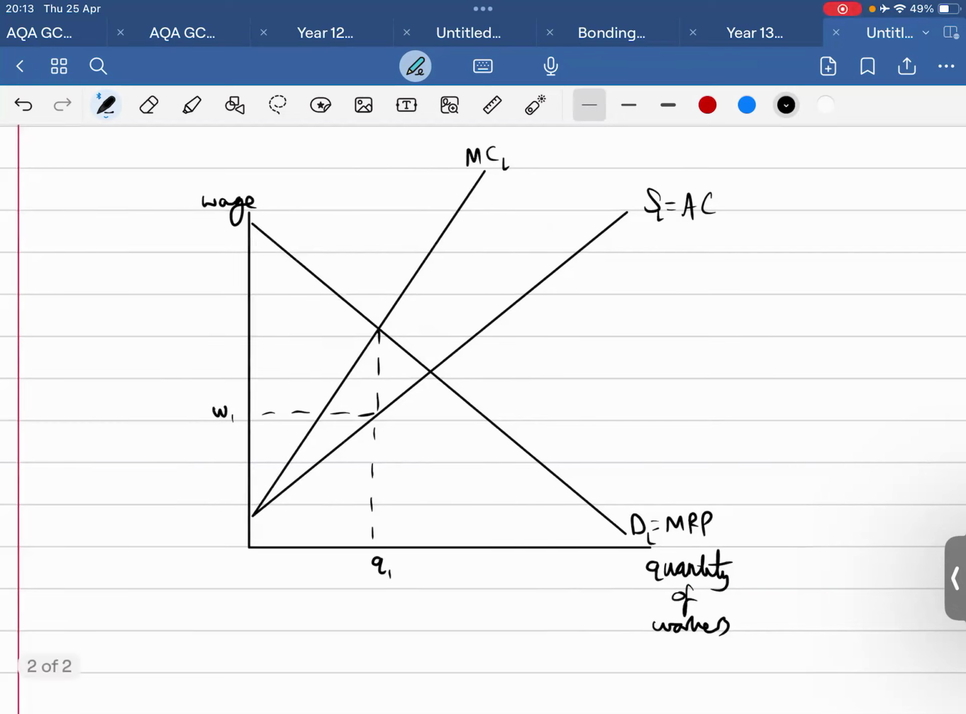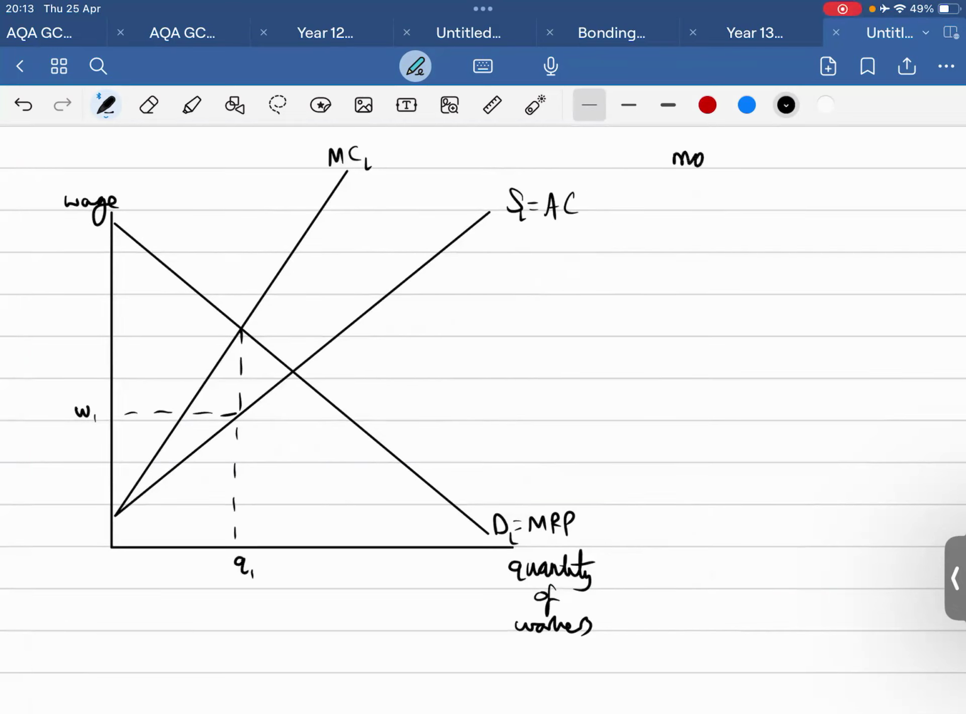So what is a monopsony? A monopsony is a sole buyer or sole employer of labor. And they would profit maximize and hire at the point Q1. So they underemploy and they underpay.